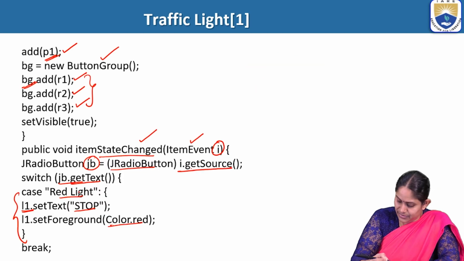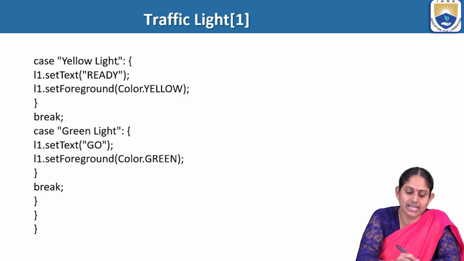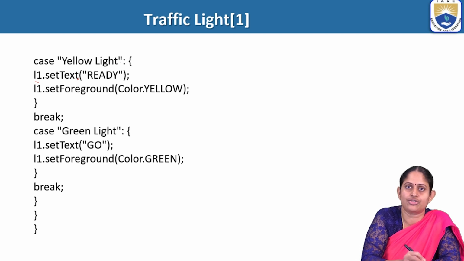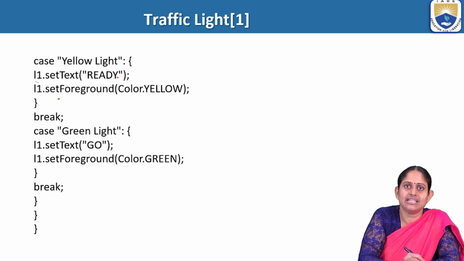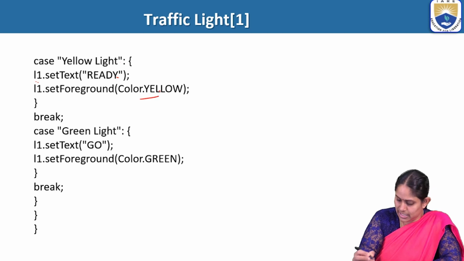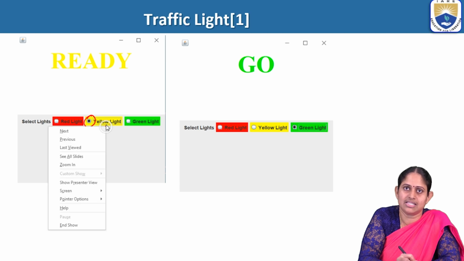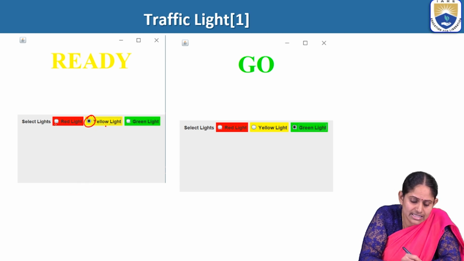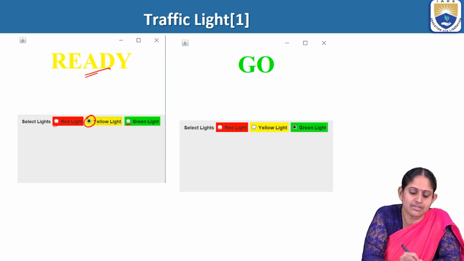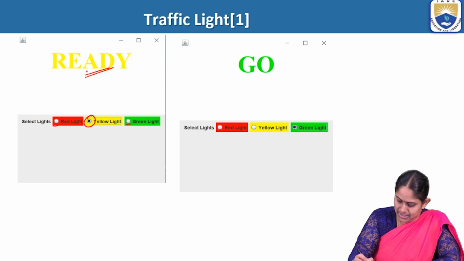So that is why we get the text stop, and it is red in color. Now, if we click the yellow light, then the label's text should be set to ready, and its foreground color is set to yellow. When the yellow radio button is clicked, we can notice that the other two are turned off. And the message to be displayed is ready. That message is displayed on the first panel.